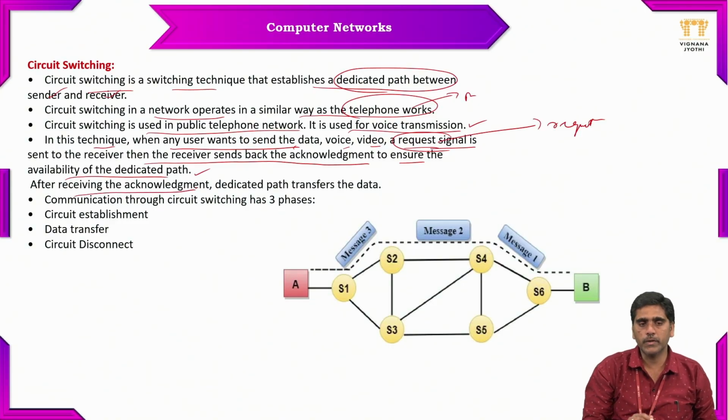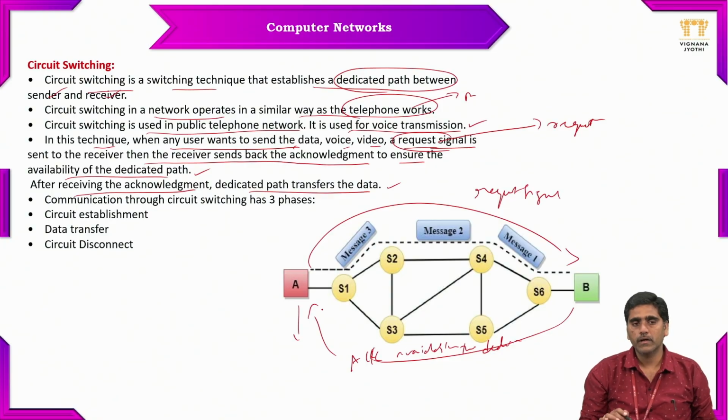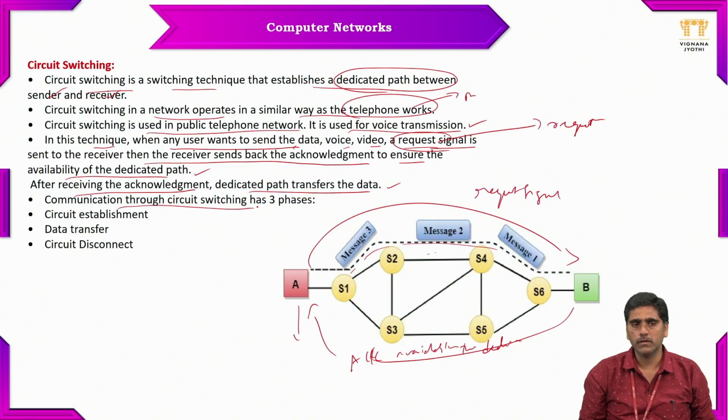After receiving the acknowledgement, the data is transferred through the dedicated path. So the sender sends the request signal to the receiver, the receiver sends an acknowledgement about the availability of the dedicated path, and after the sender receives it, the dedicated path transfers the messages. Communication through circuit switching has three phases. First one is what?